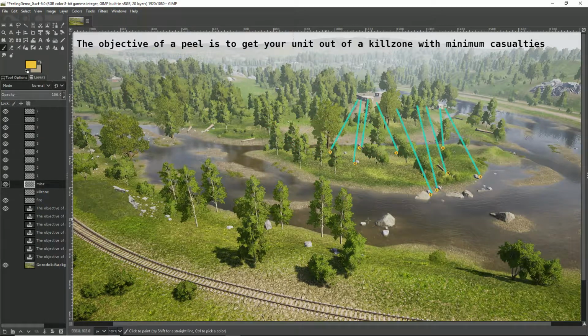The way you start a peel is you call out "peel" and then a direction. So we would say "peel southwest." When you hear that, everybody's going to open fire immediately to suppress the enemy, harass the enemy as much as possible, to really prevent them from returning any kind of effective fire.